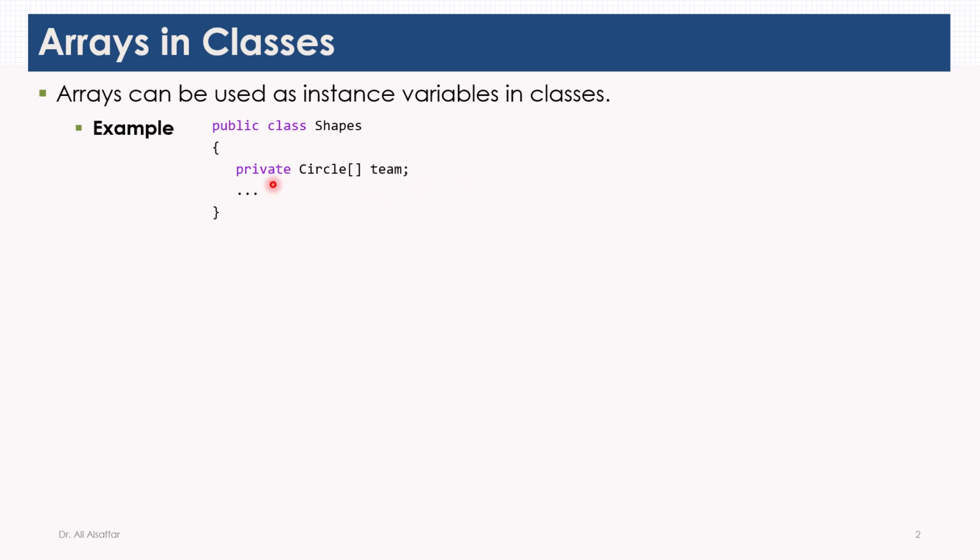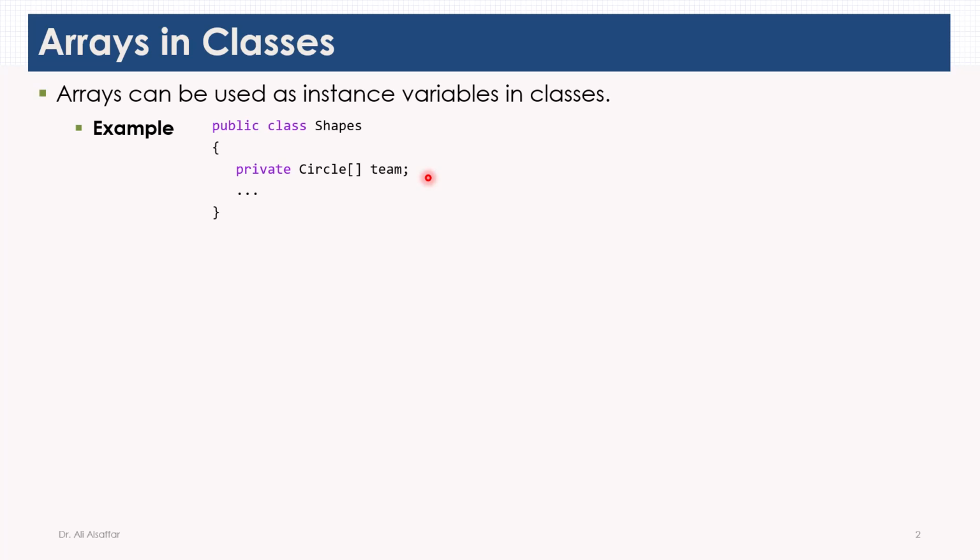For example, here we have an array called team, which is an array of a class circle, but we did not allocate any size for this array. So therefore, it points to null. However, when you declare an array and you allocate memory for this array, then this memory will be allocated immediately before the constructor is called.